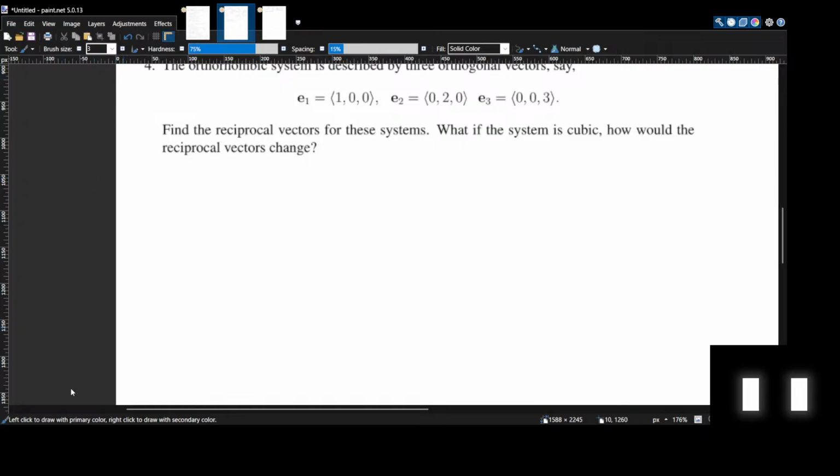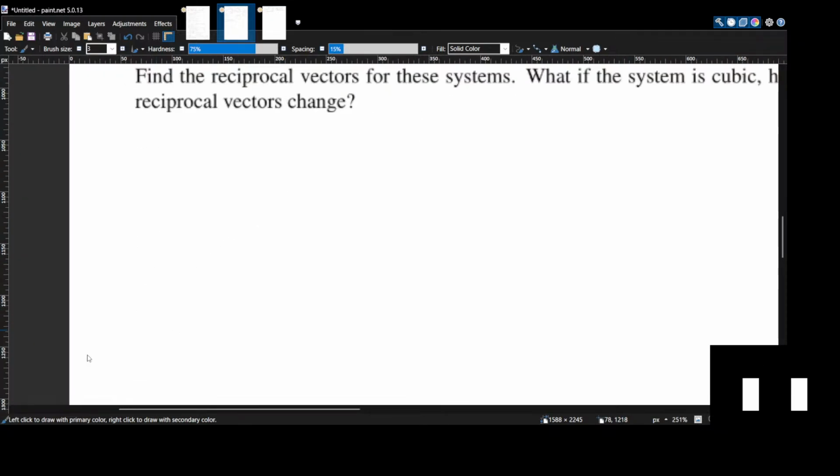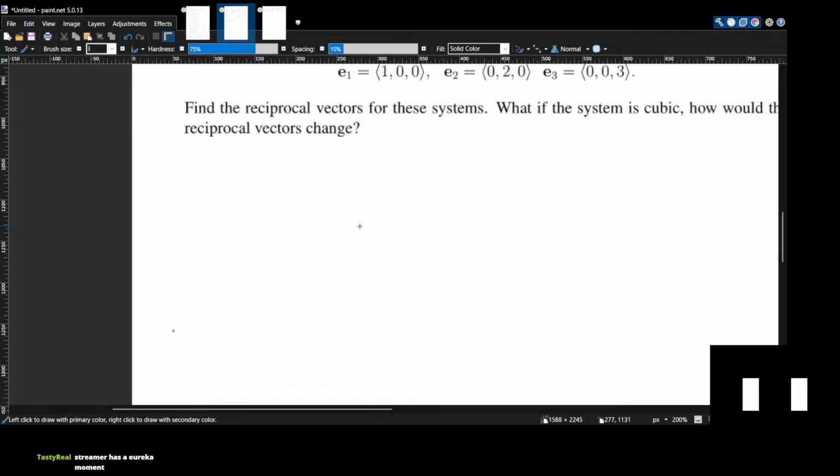So before we get into that though, let me just explain what it means. Streamer has a eureka moment. Yeah, I do have that a lot in class. My friends are a little concerned for me.